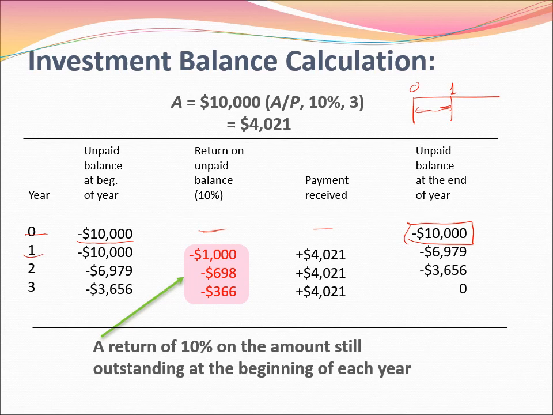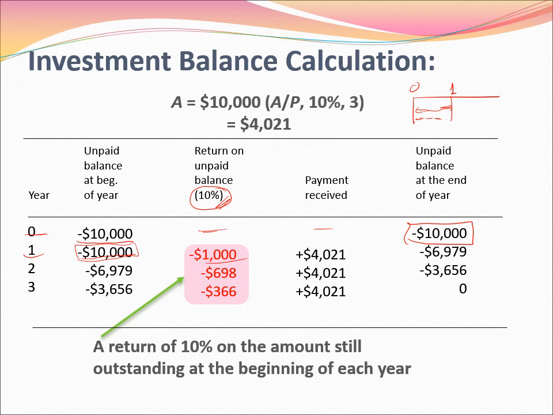Then in year 1, what happens? The unpaid balance is 10,000. Then the bank earns 10% interest on this unpaid balance because it remained with the borrower for 1 year. So it can earn this interest, and it is 10% of the original amount, which is $1,000.